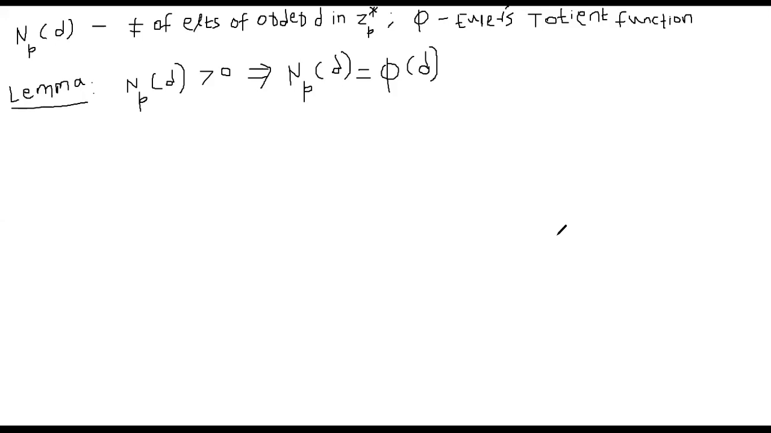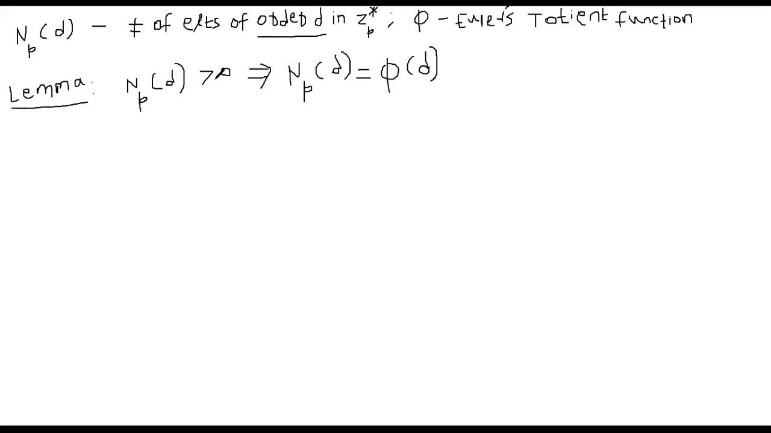The case is extremely simple if we consider d to be 1, right? If d is 1, it means the element has order 1. So only 1 has order 1, right? And what is phi of 1? Phi of 1 is also 1 by definition of Euler's totient function. So we can leave out the scenario that d is 1. That's easy to prove.